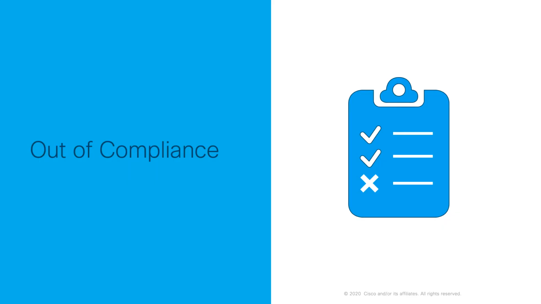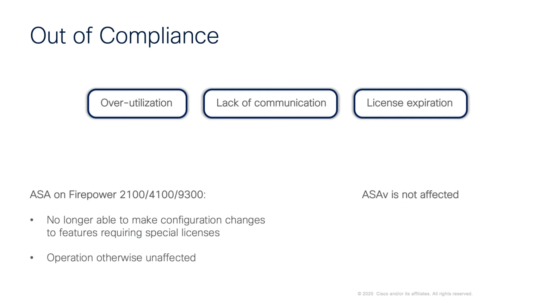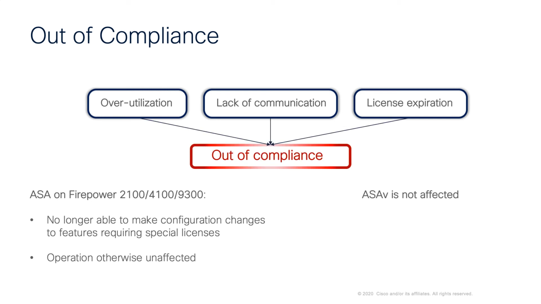When it comes to out of compliance tracking, there are 3 ways in which your Smart account can become out of compliance. First one is overutilization, in that you're using more devices than you have licenses for, or more features than you have licenses for. Lack of communication, so the devices haven't communicated with the cloud license portal, or the licenses have expired. All of those 3 can generate an out of compliance warning.